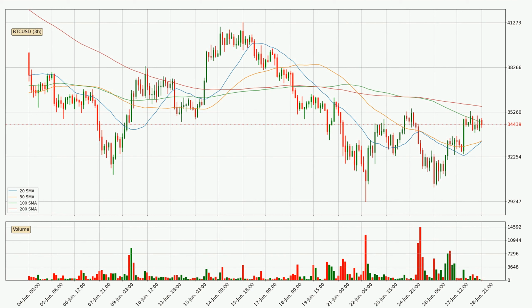If the price bounces off the 50 SMA, which is currently at 33,332, it could be seen as a support, and the 200 SMA that is at 35,641 could be perceived as a resistance to the upside.